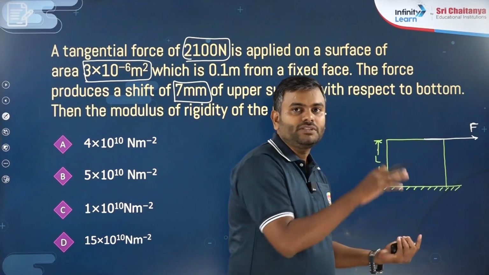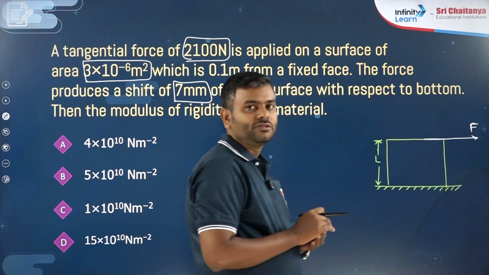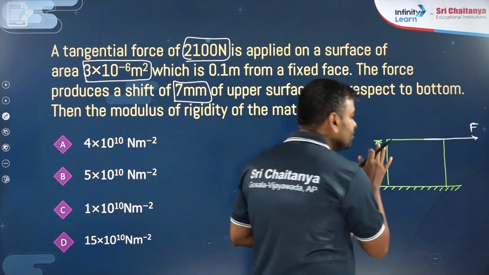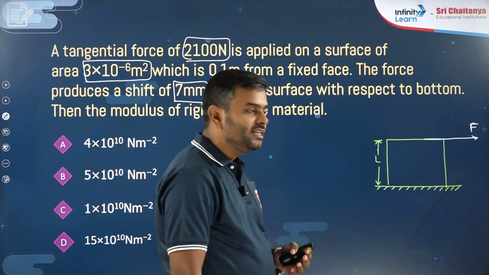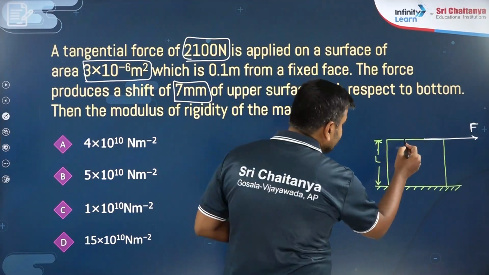The bottom of this object is fixed. Okay, and from the top we are applying a tangential force. Because of the application of this tangential force, what will happen? The upper part is going to move forward.